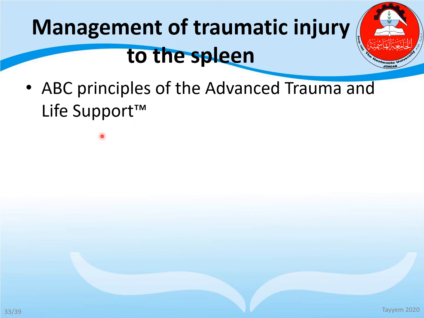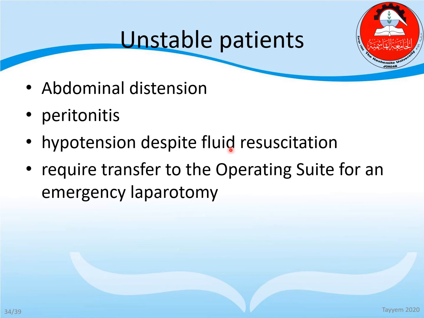Now, how would you treat a patient with splenic injury? ABC is the main principle: airway management, make sure that the breathing is adequate, and then attention to the circulation. If the patient is unstable and they have peritonitis and are hypotensive despite fluid resuscitation, then there is no room for imaging. Those patients need to be taken to theater, and the spleen should be removed immediately.